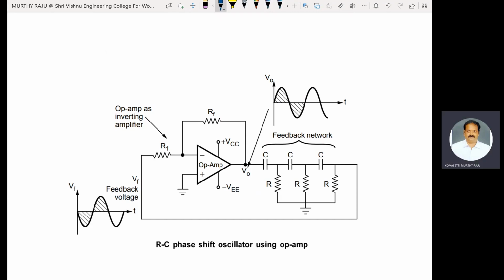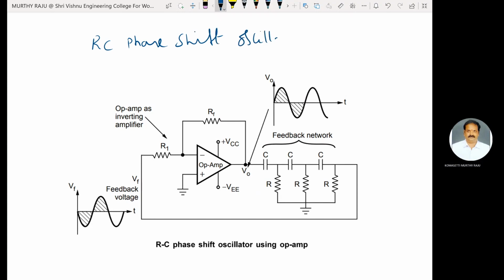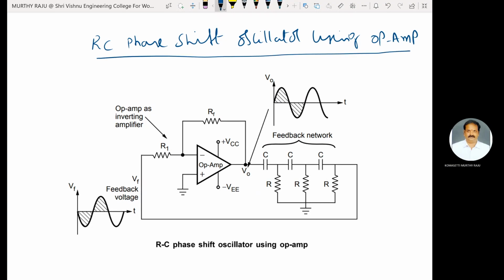In this video, I will explain RC phase shift oscillator using operational amplifier, using Opamp. Here Opamp is in inverting mode.